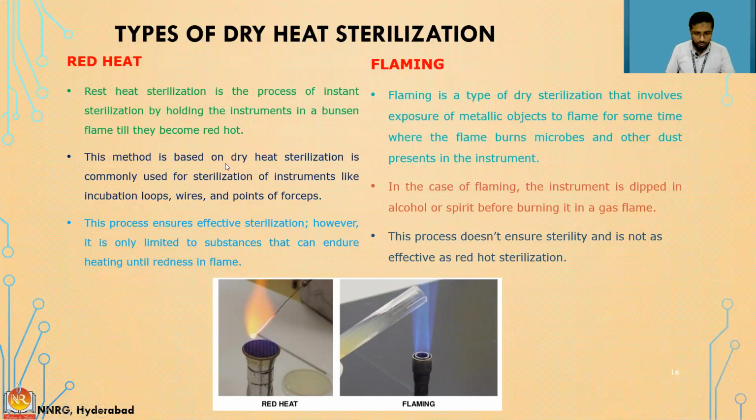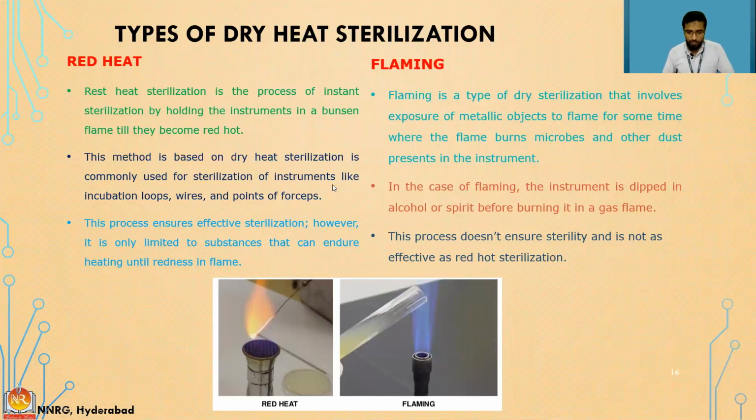This method is based on dry heat sterilization. It is commonly used for sterilization of instruments like inoculation loops, as discussed, wires and points of forceps. This process ensures effective sterilization. However, it is only limited to substances that can endure heating until redness in flame. It means only those substances which can be stable even at higher temperature. Even if it reaches red hot, it should be stable. Only those compounds can be used in red heat.